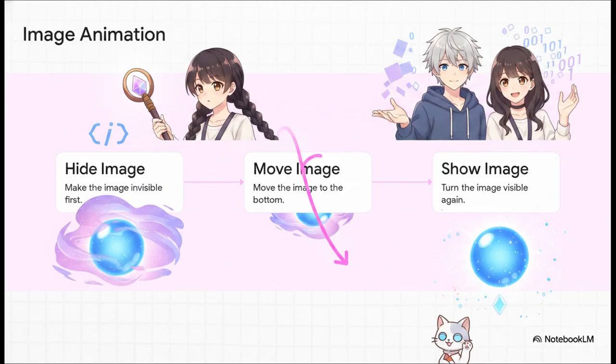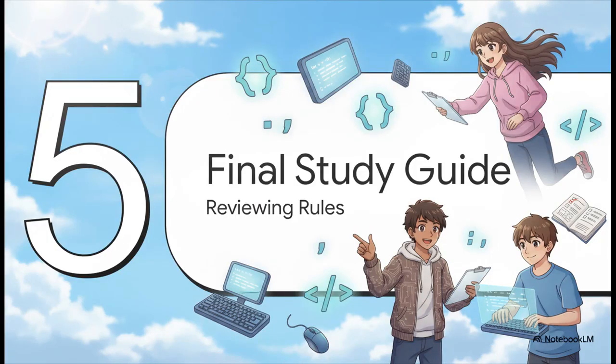But what if you accidentally swap Step 1 and Step 2? The browser will move the image while it's still completely visible. Your user is going to see this ugly, unintended flicker as the image slides across the screen before suddenly disappearing. The sequence of your instructions literally dictates the reality of your program. Order is everything. All right, let's pull all of this together into Section 5, your final study guide.